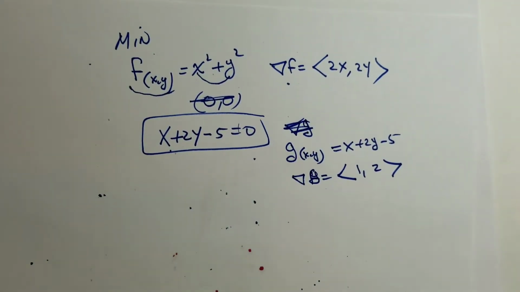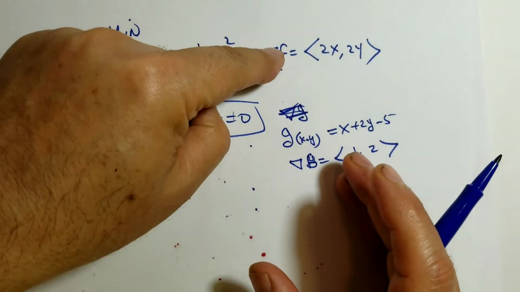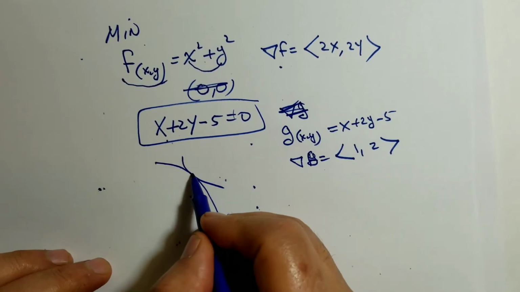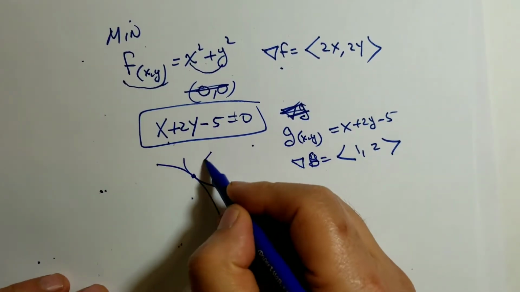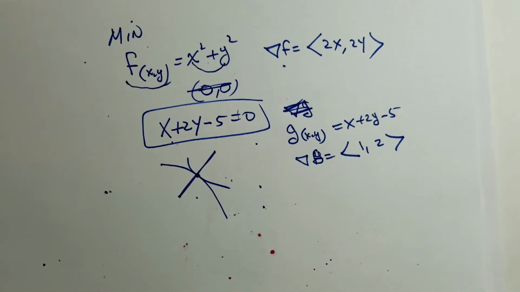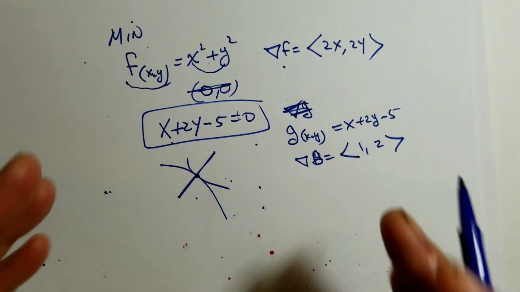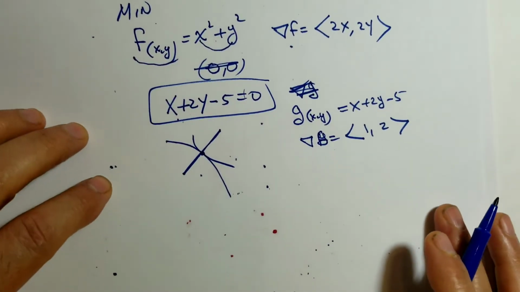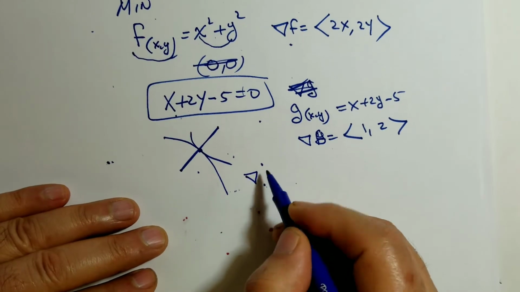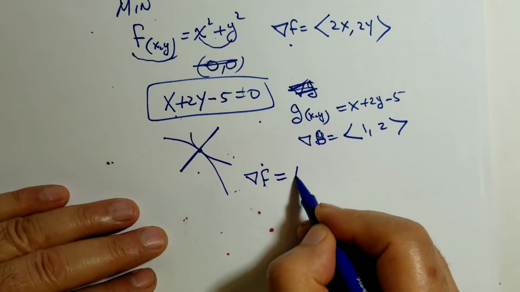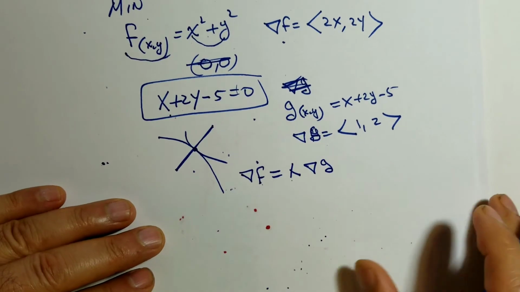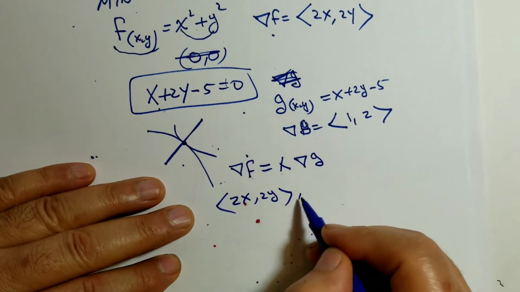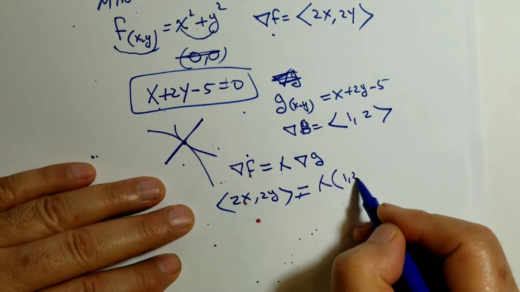And in order to use Lagrange, the constraint and the objective function's level curve must meet at a specific point where their two gradients become constant multiples of each other. Therefore, if they are not constant multiples of each other, you're not going to have a solution. But let me see if these are and have a solution. The gradient of the function must be equal to a constant multiple of the gradient of the constraint. This is 2x, 2y equal to lambda times 1, 2.